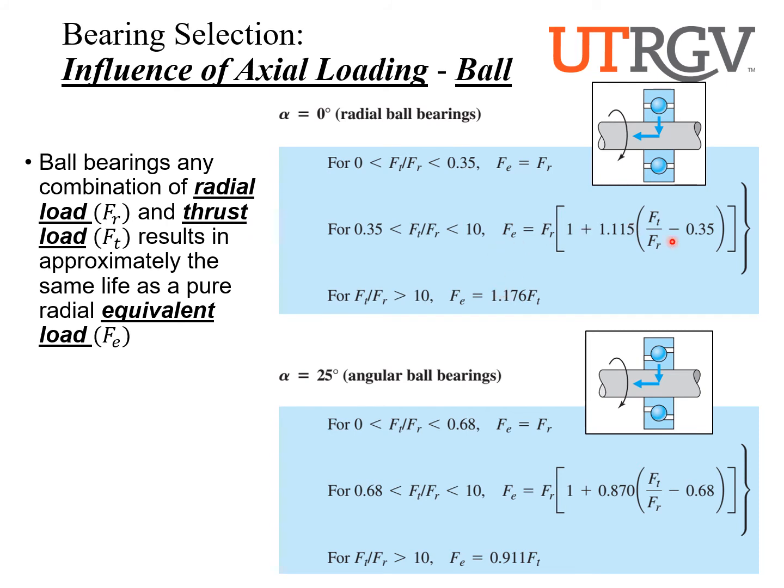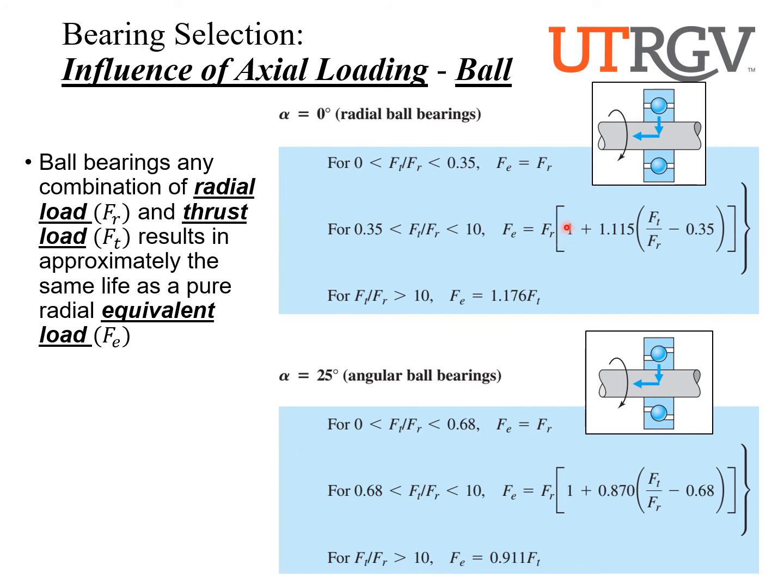Anyways, if we look at the middle equation, the part in parentheses is just going to give us a factor. So this factor is going to be greater than 1. See, 1 plus 1.115 times the thrust load divided by the radial load minus 0.35. Again, all this is doing over here is giving a factor that's going to be greater than 1.